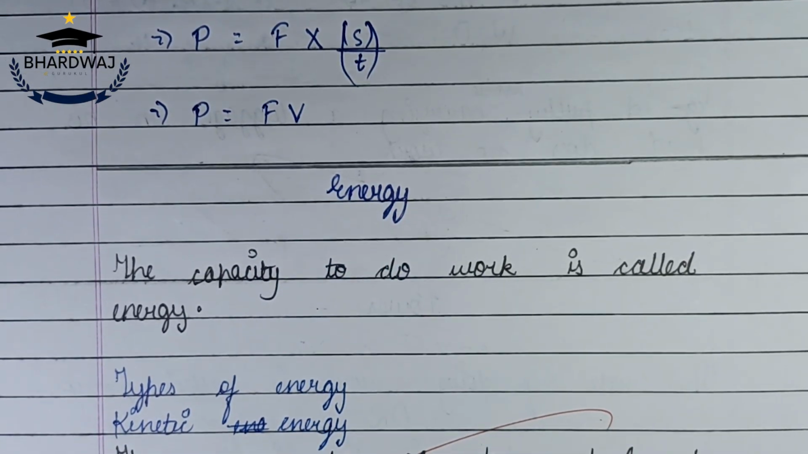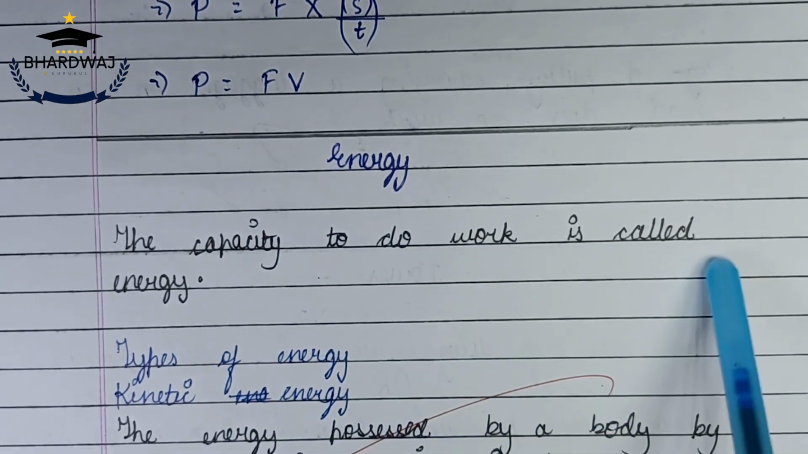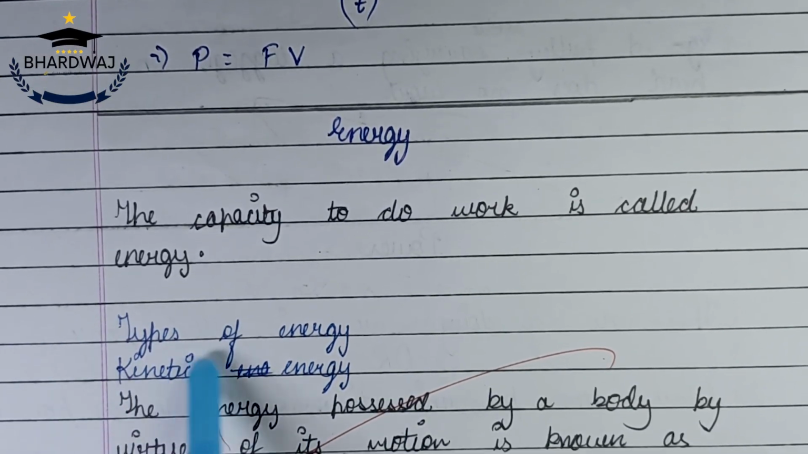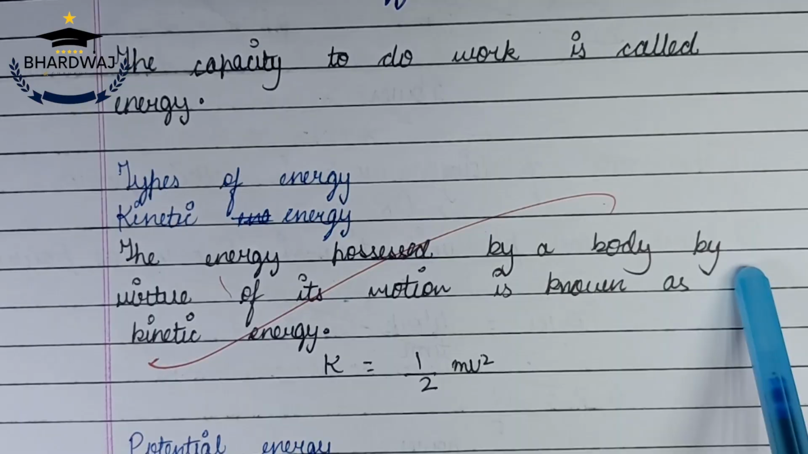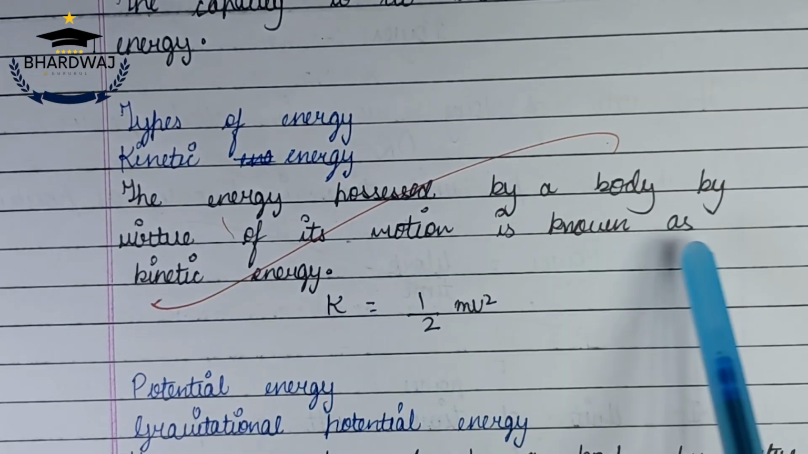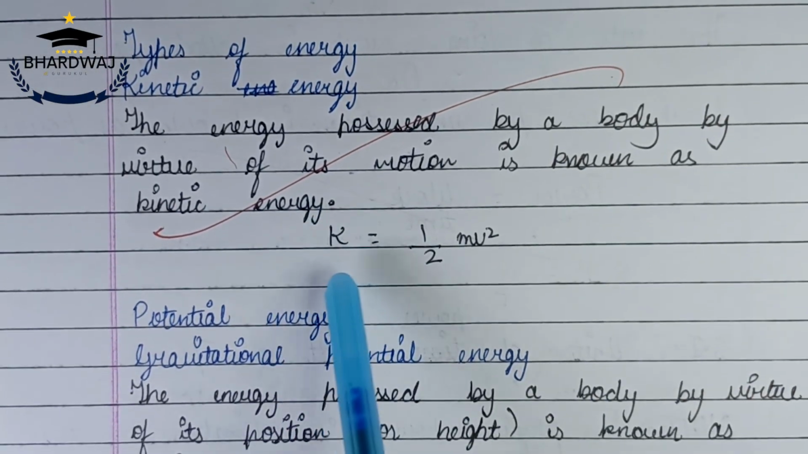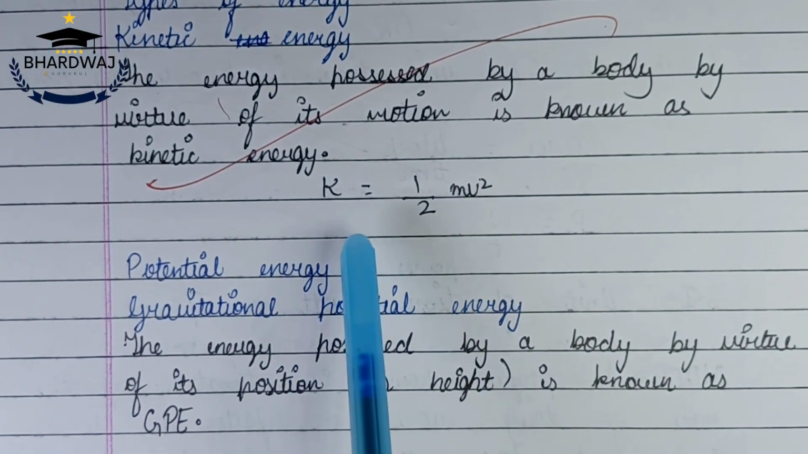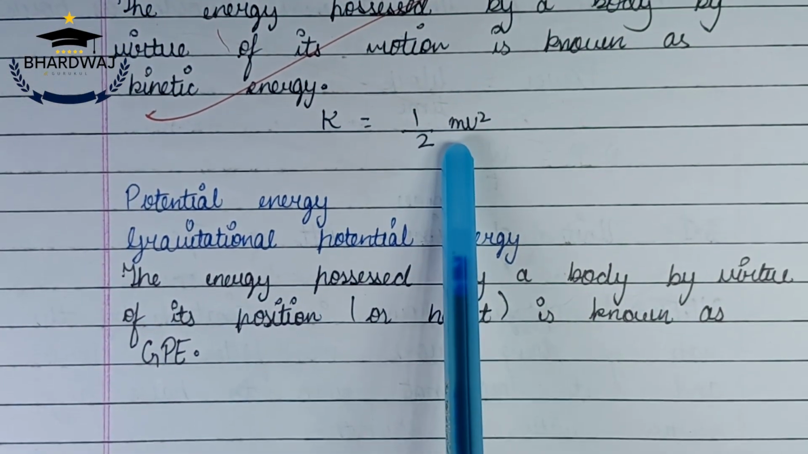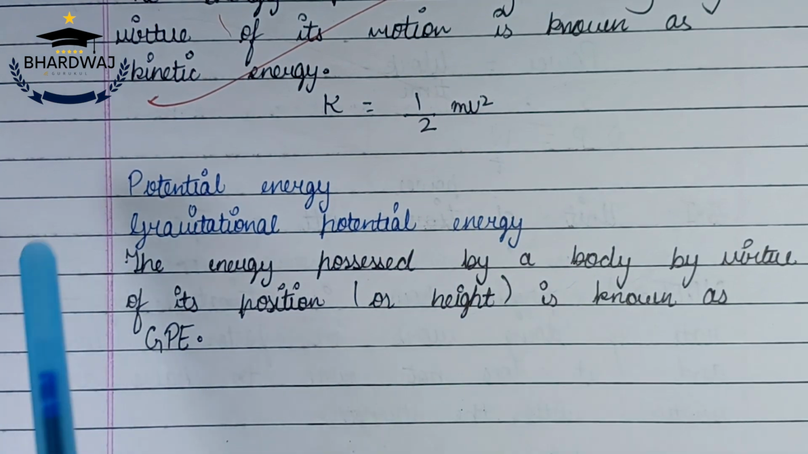Third topic, energy. The capacity to do work is called energy. Types of energy. Kinetic energy: the energy possessed by a body by virtue of its motion is known as kinetic energy. The formula is K equals 1 by 2 mv square, where K is the kinetic energy, m is the mass, and v is the velocity.